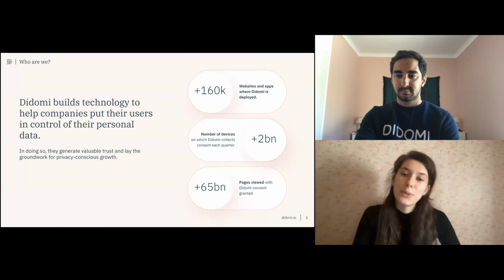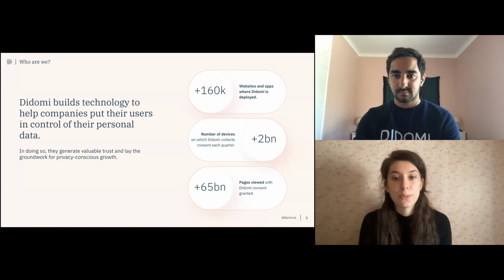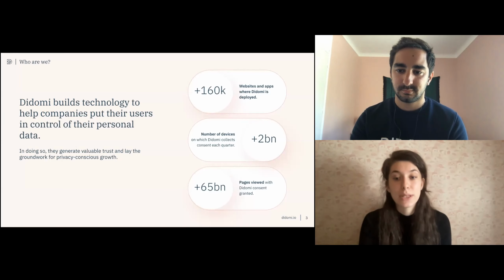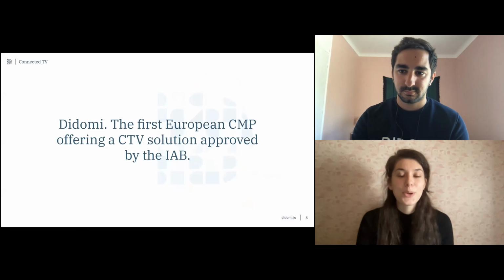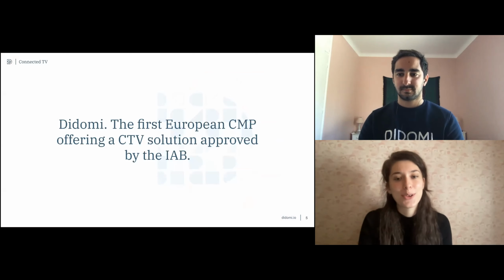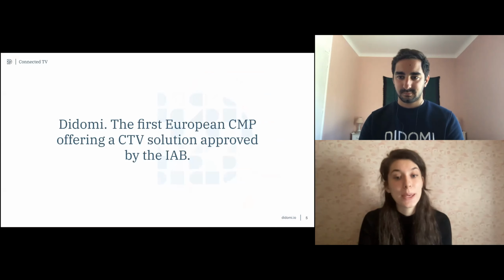A quick look at our numbers. Today we have 160K websites and apps where Didomi is deployed, around 2 billion devices on which Didomi collects content each quarter, and around 65 plus billion page views where Didomi granted consent. Regarding CTV, that's why we're here. We're very proud to be one of the first, or the first, European CMP offering a CTV and OTT solution approved by the IAB.